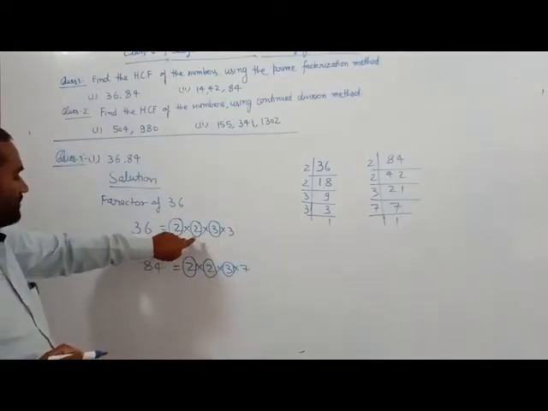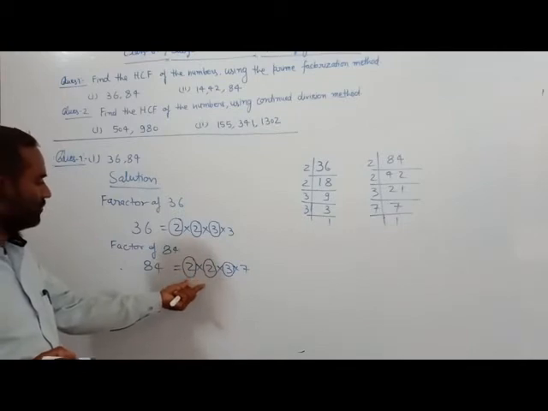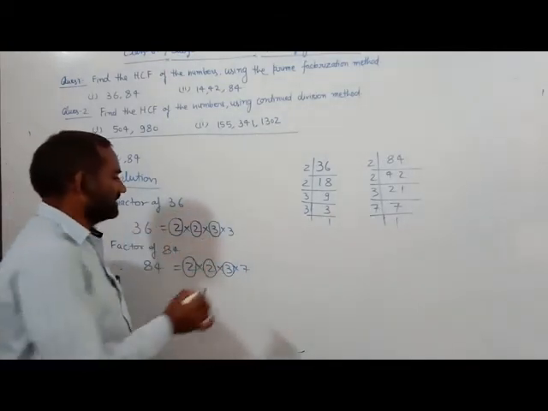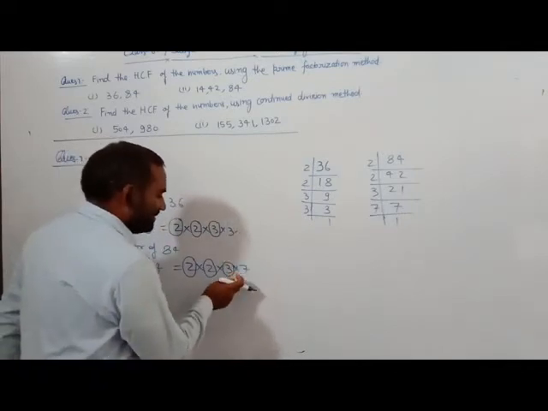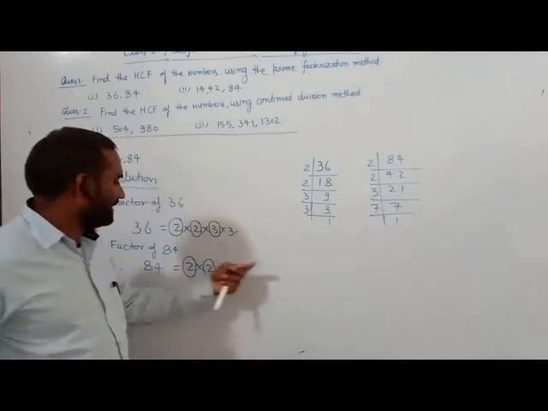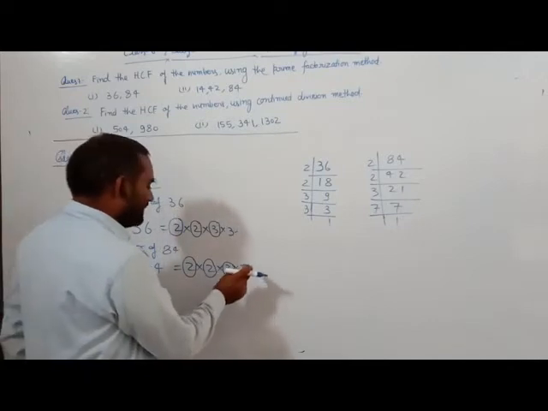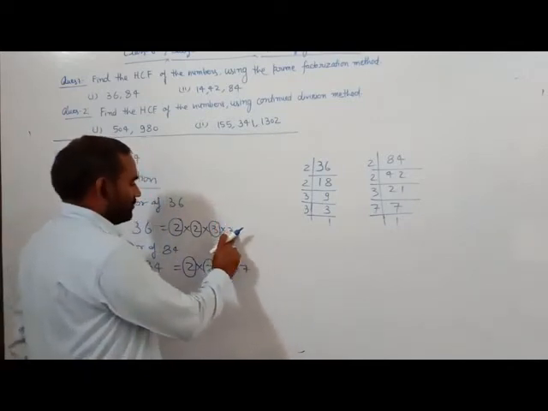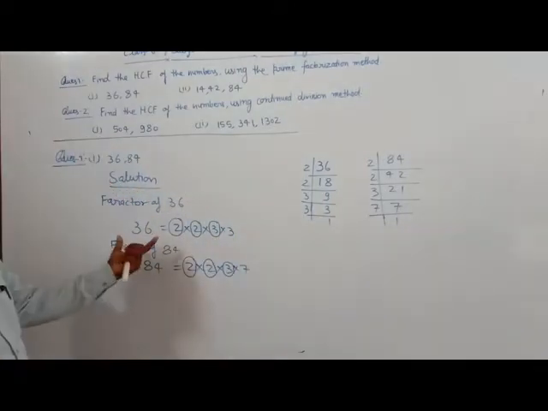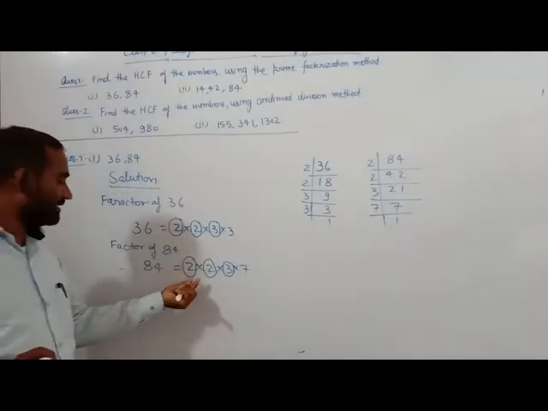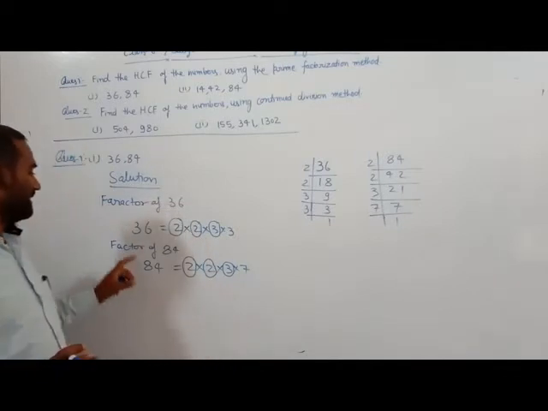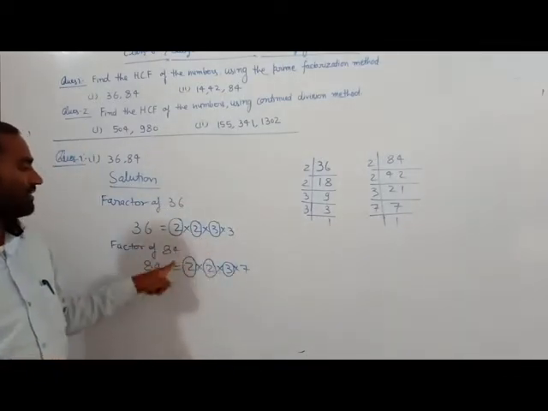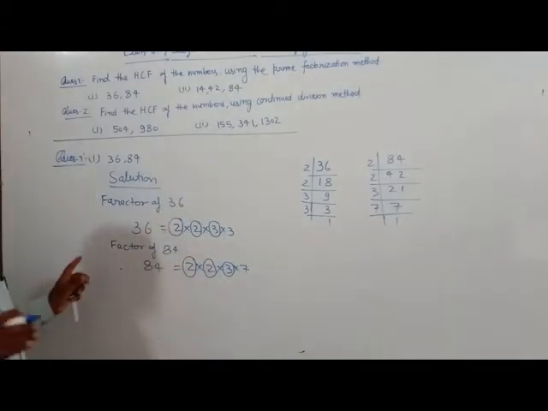2, 2, 3 are common. But here there is another 3 in 36, and in 84 there is no other 3. In 84, 7 is a factor, but 36 has no such factor. So these are the common factors, the factors which are present in both 36 and 84. So now the product of the common factors.